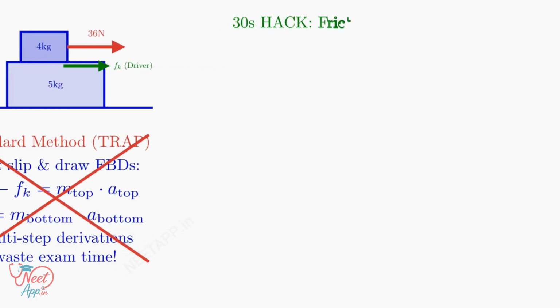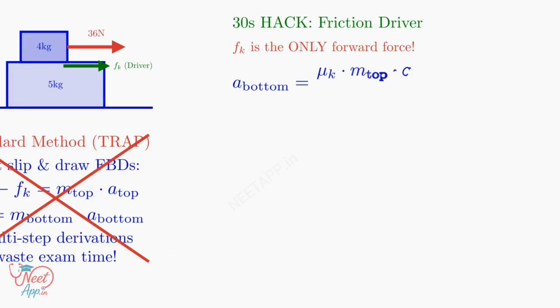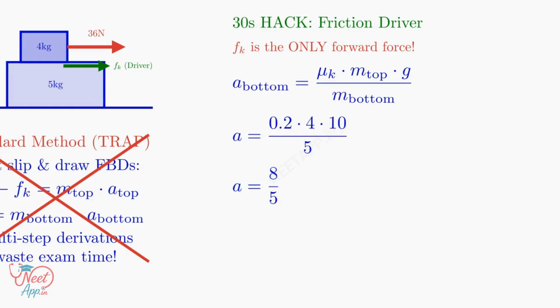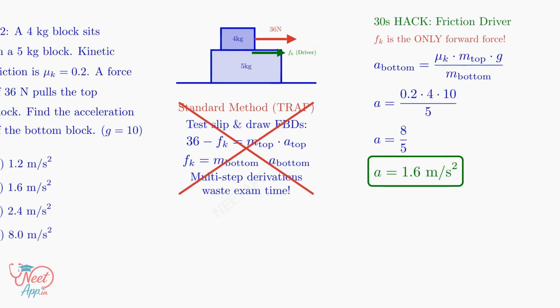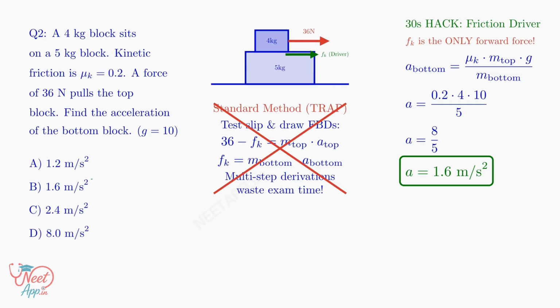Here's the 30-second friction driver hack. Once the top block slips, the only forward force driving the bottom block is the kinetic friction transferred from the top block. So the bottom block's acceleration is simply mu k times mass top times g, all divided by mass bottom. That's 0.2 times 4 times 10 over 5. This simplifies perfectly to 8 over 5, which is 1.6 meters per second squared. Option B is correct. Identify the driver, divide the mass and secure your marks.